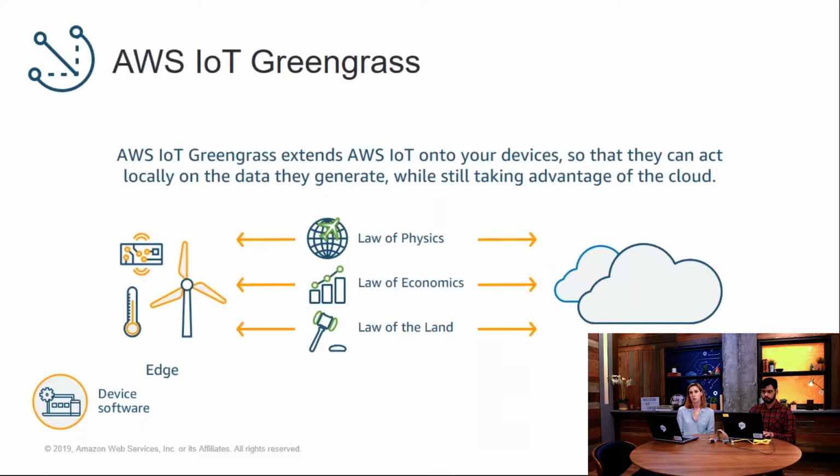The law of physics, which means that information can only travel so fast. So if you're sending all of your data to the cloud, you might encounter latency issues. The law of economics, which means that sending information to the cloud carries a cost. And the law of the land, which means that in some cases, you might not be able to send information from your edge environment to the cloud.